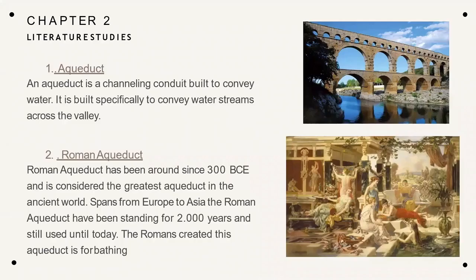Next. As Audika mentioned before, our problem is about water and food resources. So our group has a solution of creating an aqueduct. An aqueduct is a channeling conduit built to convey water. It is built specially to convey water streams across the valley. The water stream is replaced in this case by a lake as its water source. And the Roman aqueduct, which is what we specifically use in this solution, has been around since 300 BCE and is considered the greatest aqueduct in the ancient world. Next.